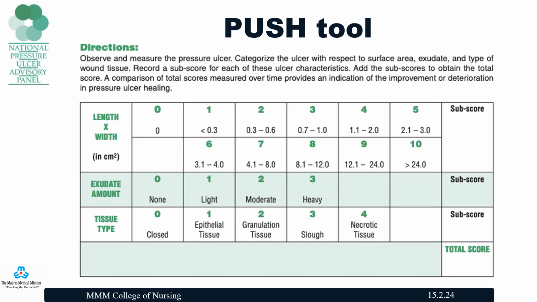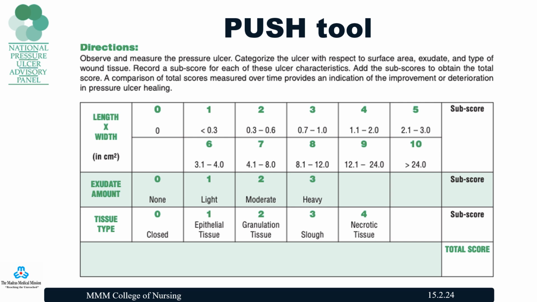This is a tool which can be used to assess how far the pressure injury is getting healed. It is known as the PUSH tool. We can also assess the risk for getting a pressure ulcer, that is the Braden scale. Apart from the Braden scale, the other tool is the PUSH tool. The PUSH tool is used when a patient has a pressure injury and we are going to assess how far the injury has healed.